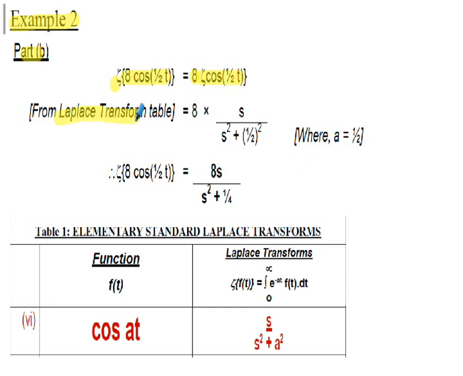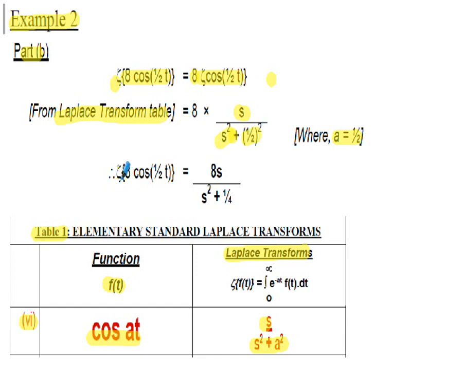Again, referring to the Laplace transform table, an extract of which is shown below here, item 6 shows us the function of t, cos at, the Laplace transform of which is given as s divided by s squared plus a squared. In this particular case, our a is a half by inspection of the original question, the cos half t, cos at, the a is a half. So using the transform below, I can write the cos at as the Laplace transform s divided by s squared plus a squared, in this case as a half squared.